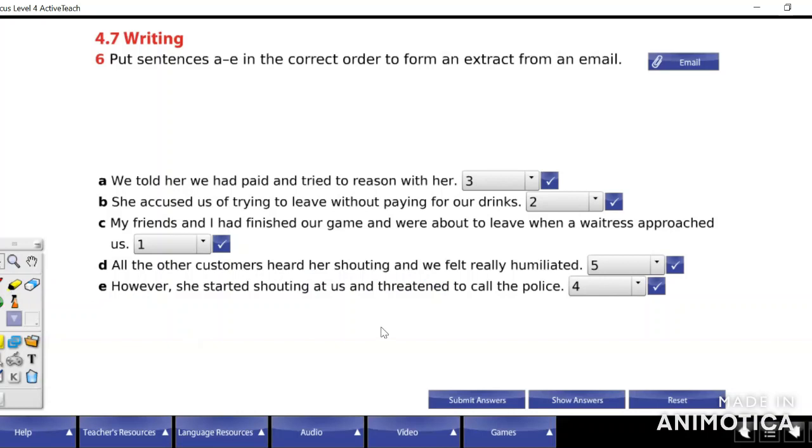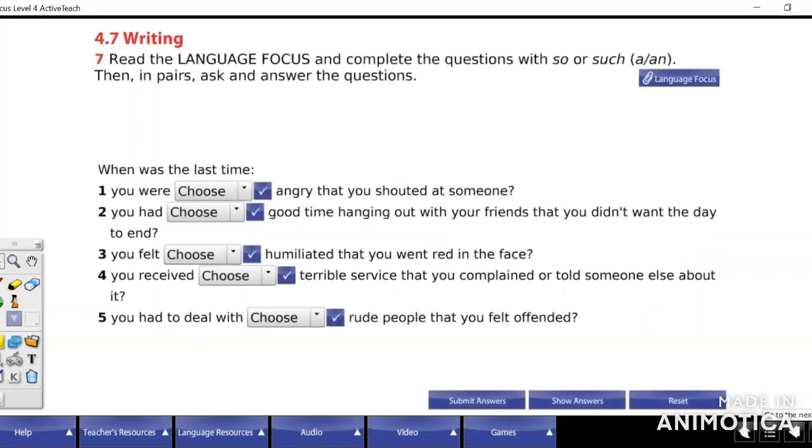I'm going to make sure this is away from the next slide. And then we have a possible interaction, but in this case, it's going to be quite difficult. When was the last time you were angry, you shouted at someone? We have two options here, so or such. And as you can see, such can be followed by such a or such an. So, well, go with me on this one. When were you so angry? Because, well, you can't use a or an.